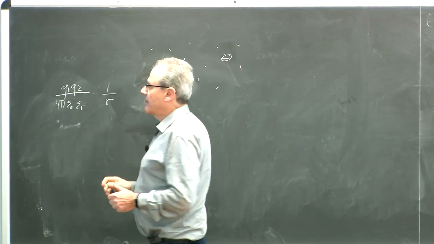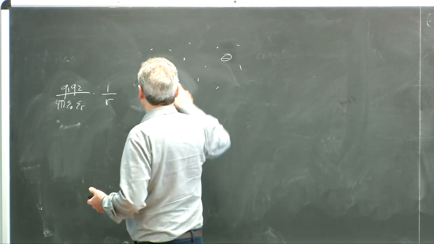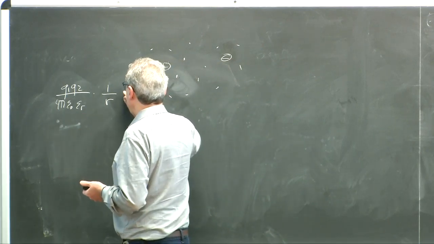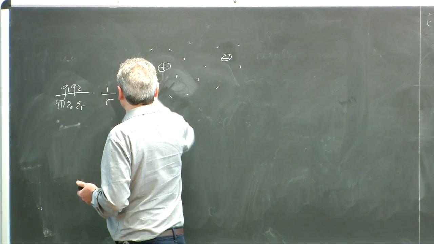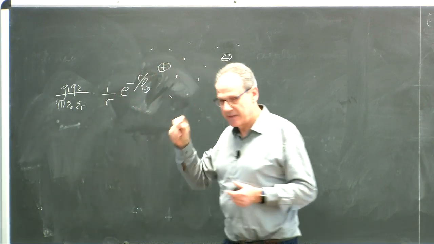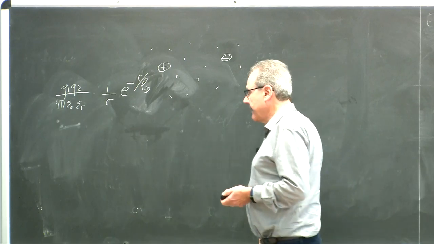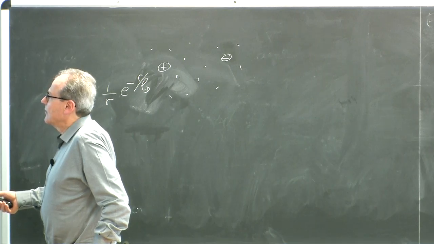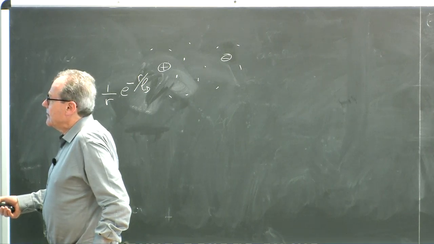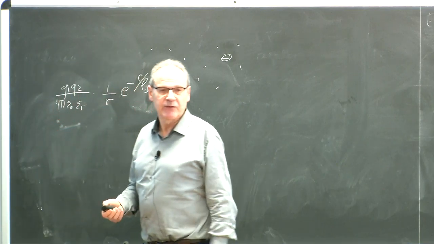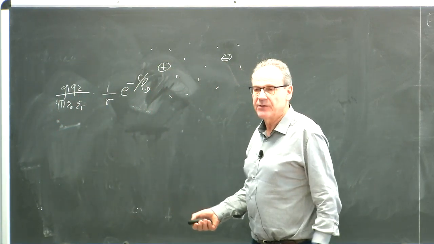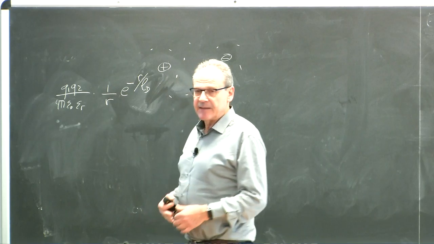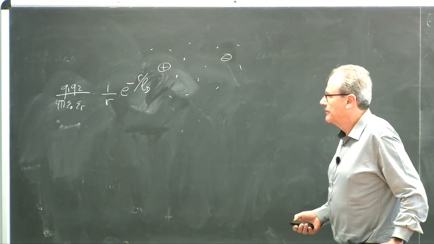And the screening, due to the cloud of positive and negative ions in the solution, will decrease the interaction enormously and make it e to the minus r over l_d, l index d. And this length is called the Debye length, and its expression is given here. So it depends on the dielectric constant. It depends on the concentration of the salt. N is the concentration of the salt of the positive or negative ions. And Q is the valence of the ions in the solution.